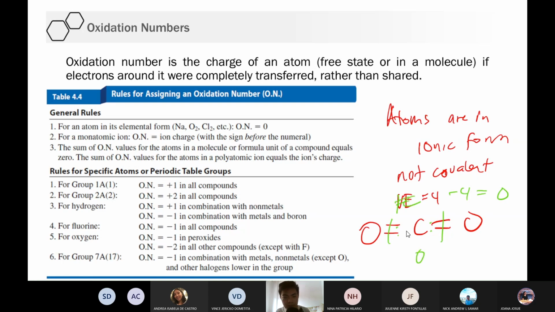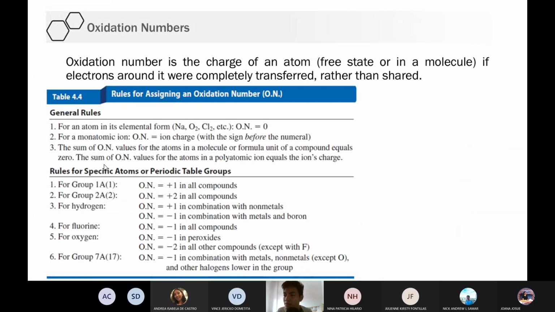Okay. Kung nakalimutan na yan, that's okay kasi iba yung oxidation number. But again, the idea is medyo similar lang. Okay. So the oxidation number has a similar concept with the formal charge, although it has more rules now. Okay, so let's go through these rules and let's determine how we will find the oxidation numbers.